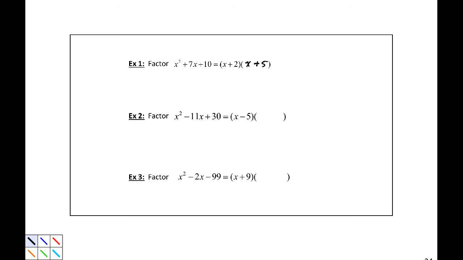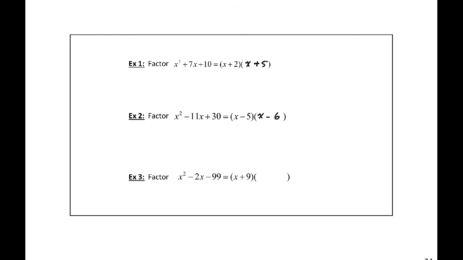Example 2. Factor x squared minus 11x plus 30 equals quantity x minus 5 times some unknown quantity. Well, again, we know the first term of our second factor must be x, because x times x would be x squared. And we also know the two numbers, negative 5 times something, need to equal 30. So that would mean this must be minus 6.